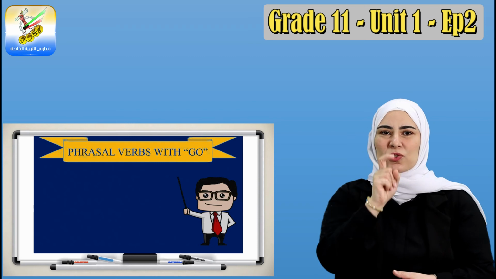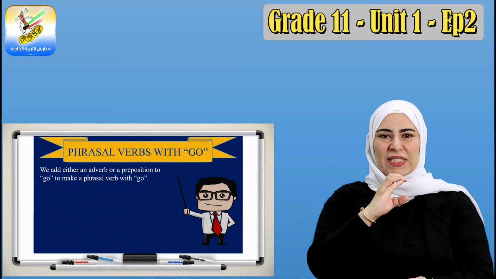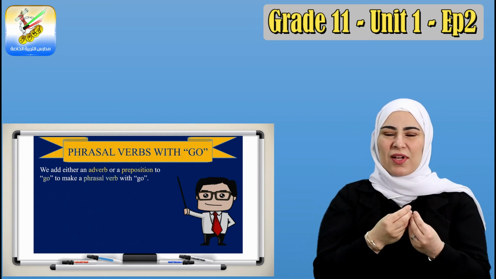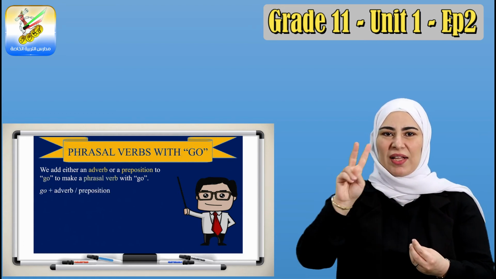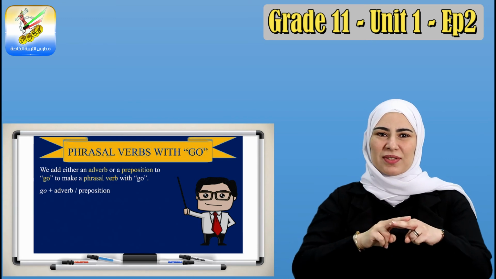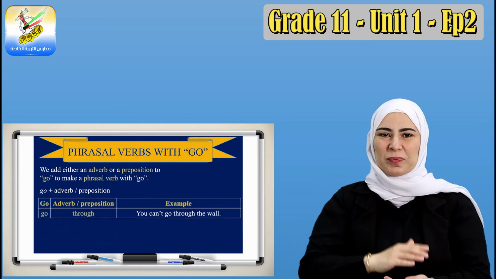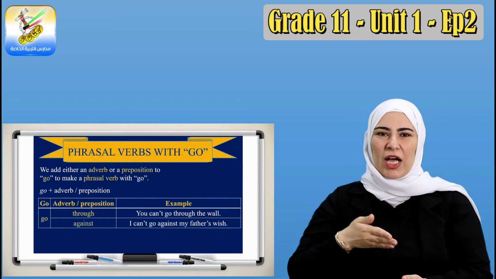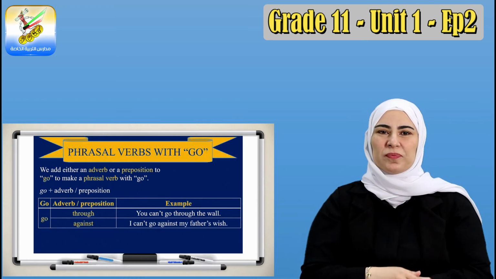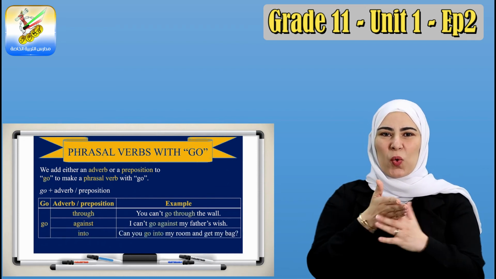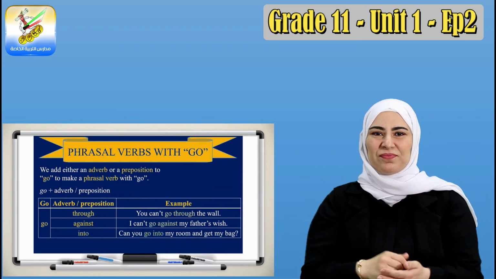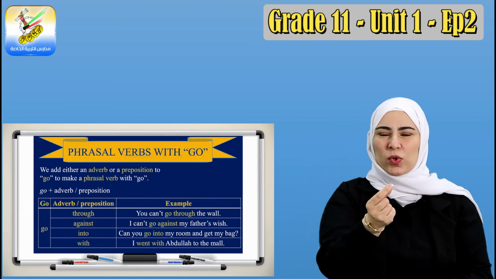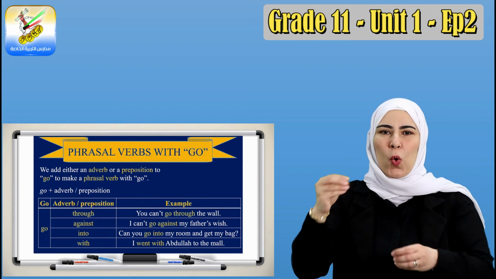Phrasal verbs with go. We add either an adverb or a preposition to go to make a phrasal verb with go. Go plus adverb or preposition. Now, go through. Here's an example. You can't go through the wall. Go against. Here's an example. I can't go against my father's wish. Go into. Can you go into my room and get my bag? Go with. I went with Abdullah to the mall.